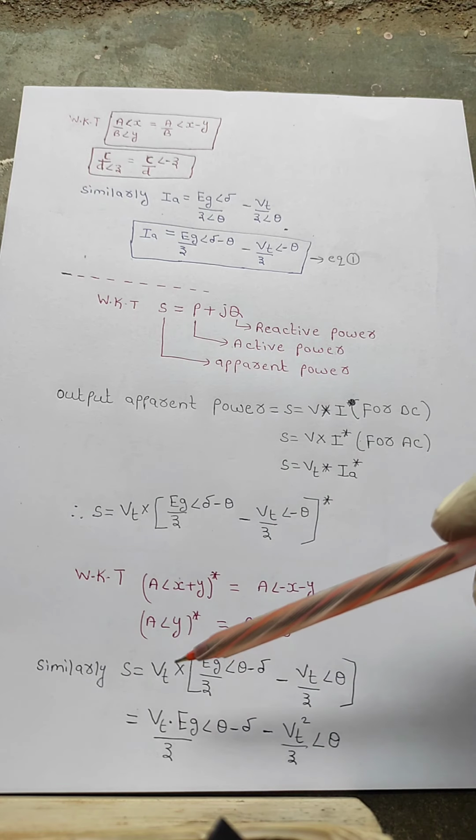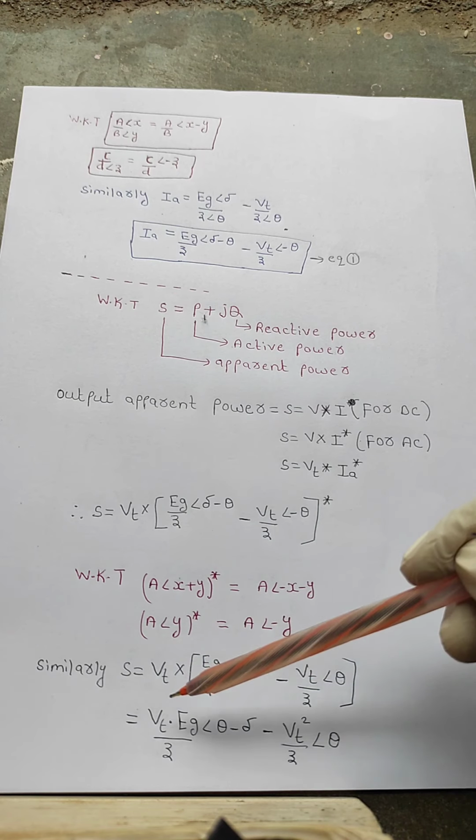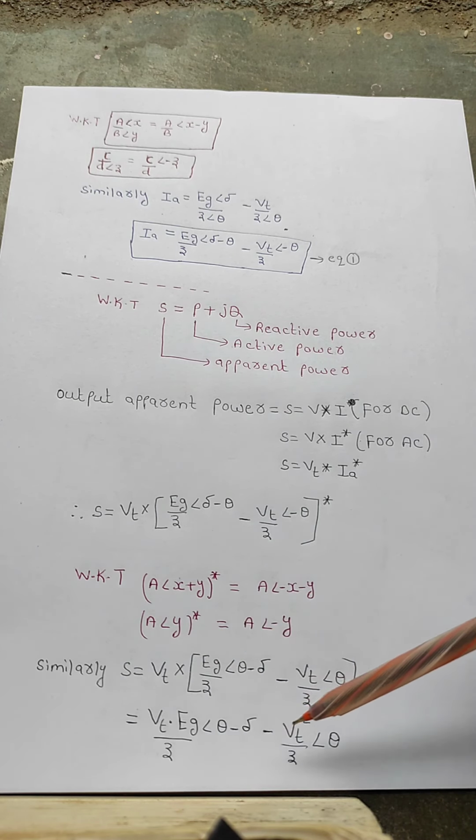Next, I am rewriting. I had multiplied Vt with this equation. So Vt into Eg angle theta minus delta by z, and Vt into Vt square by z into angle theta. So this is the equation I am now getting.